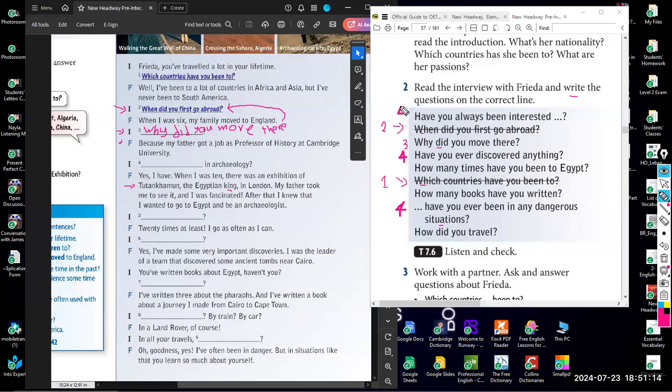Okay, so this is it. So which one do I have to choose? I think the first one. Okay, Tagreed is saying, have you always been interested? Now, what do you think about have you ever discovered anything? Do you think that this is the correct question? No. Okay, what about this one? Have you ever been in any dangerous situations? No. Okay, so let me erase them. And let's check that later because we have a recording.